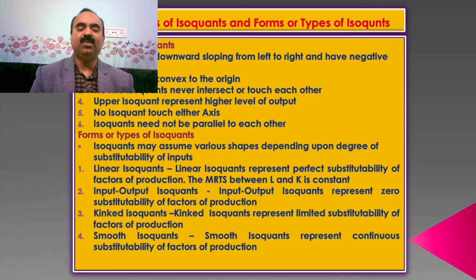2. Input-output isoquants. Input-output isoquants represent zero substitutability of factors of production. 3. Kinked isoquants. Kinked isoquants represent limited substitutability of factors of production. 4. Smooth isoquants. Smooth isoquants represent continuous substitutability of factors of production.